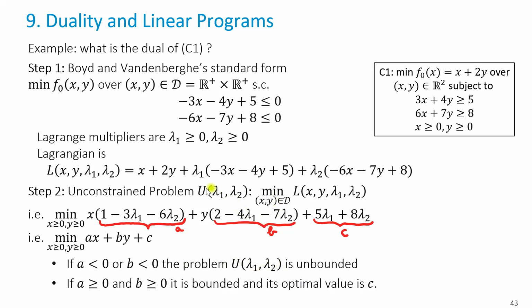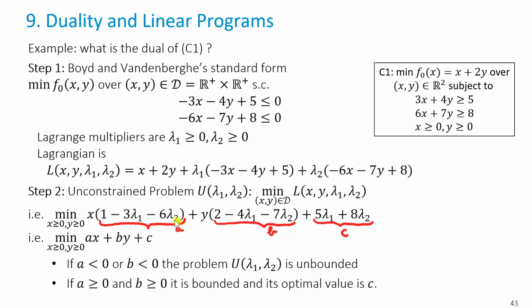Remember, the second step of the generic method consists in finding the definition domain of the dual function of the unconstrained problem, which is the set of parameters, lambda 1, lambda 2, where this problem is bounded, where the minimum exists, right? It's not minus infinity. So here it's very simple. If a or b is negative, the problem is unbounded.